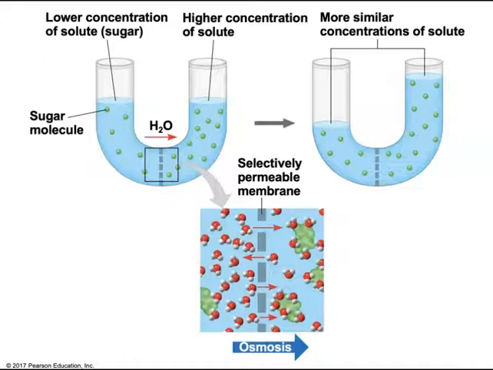The left and right sides of the tube begin with equal amounts of water, but unequal solute concentrations. The left is less concentrated than the right side. So water will move from the left towards the right, from lower solute concentration to higher solute concentration. The osmotic pressure is so great that the water level on the right exceeds the level on the left. Osmosis created a more similar concentration of solute on both sides.